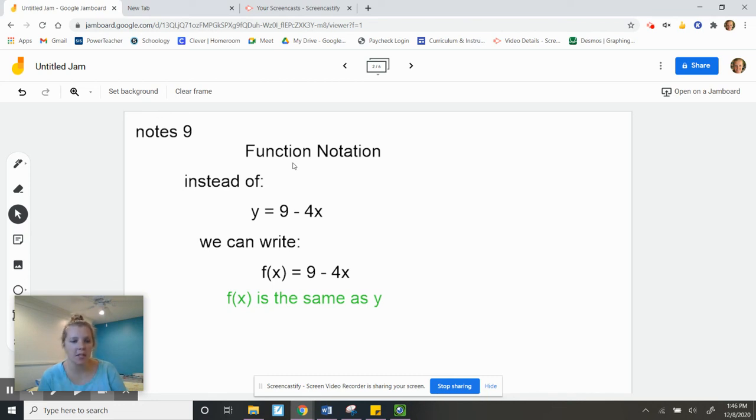Mathematicians, we've been talking about this consistently this year, like to have shorthand or not have to write everything out all the time. They have abbreviations or symbols for a lot of their things. And so functions are no different. Function notation is just a way of writing and naming functions.